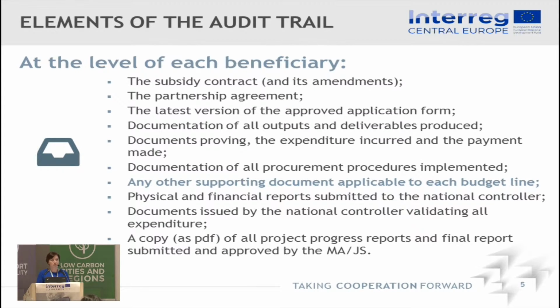You are obliged to keep the documentation of all outputs and deliverables produced, documents proving the expenditure incurred and paid, documents related to all procurement procedures implemented, and any other supporting documents for particular budget lines. I will explain more later during this presentation what those documents are. Apart from that, you also need to keep in your files the physical and financial reports submitted to national controllers. Of course, also the documents issued by the national controllers, so the certificate, control checklist, and control report, as well as a copy of all the joint project reports, preferably in PDF version.